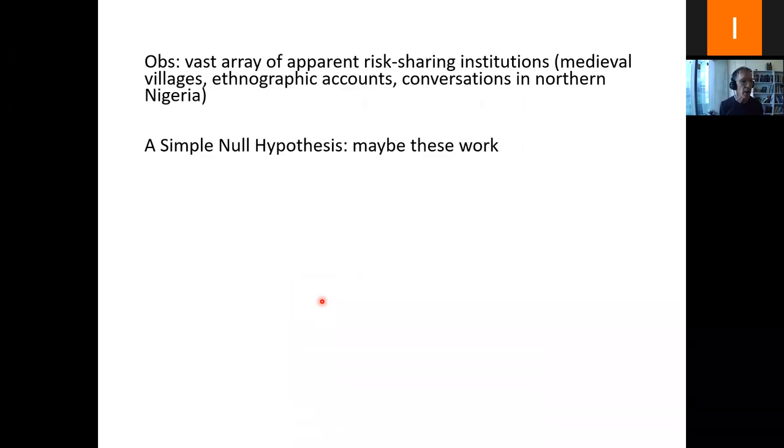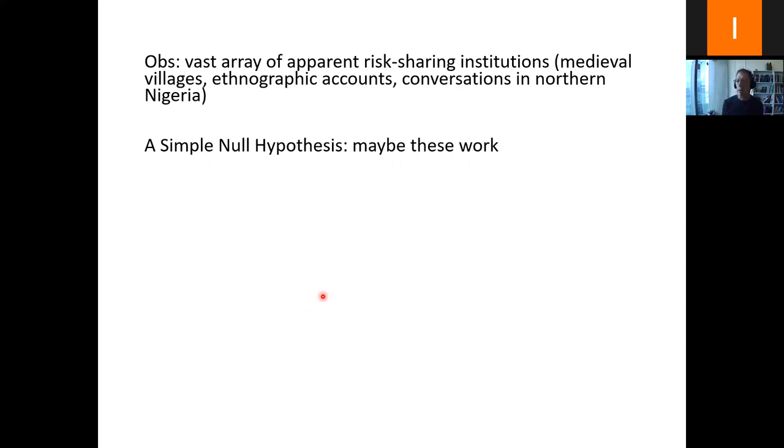So let's take a simple null hypothesis. Let's start with a simple set of observations. There's a vast array of apparent risk-sharing institutions. This can be drawn from accounts of medieval villages in Europe, contemporary rural communities in developing countries, ethnographic accounts, conversations with people.